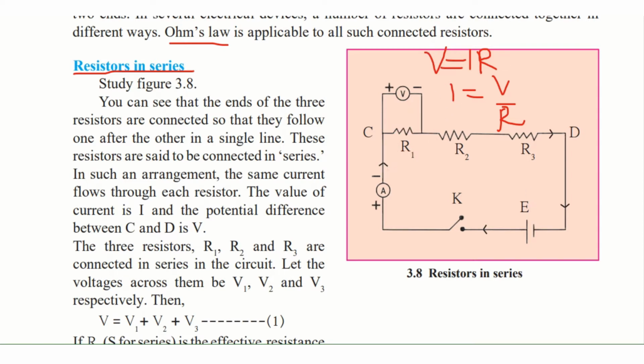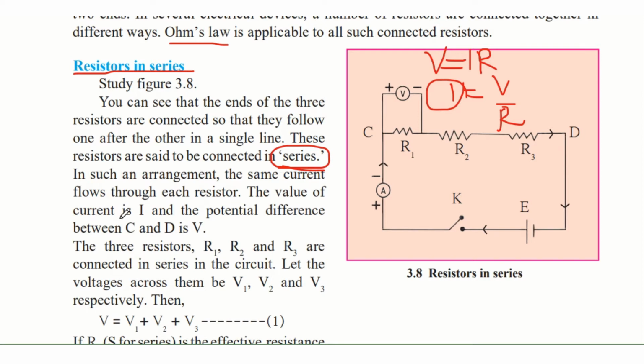So here we can see that there is R1, which is the first resistance, then there is R2 and then there is R3, and they are lined up back to back. So this tells us that this is how resistors can be connected in series. You can see that the ends of the three resistors are connected so that they follow one another in a single line. These resistors are said to be in series. In such an arrangement, the same current flows through each resistor. So, when we connect any resistances in series, the current passing through it, that is I, would be the same. That is, the same amount of current would be passing through R1 and R2 and R3.